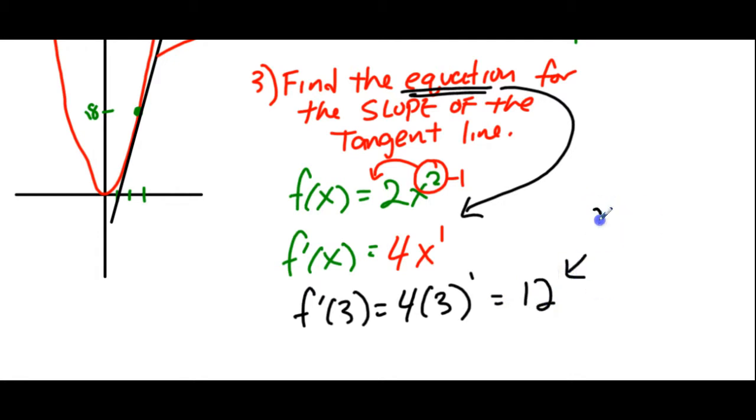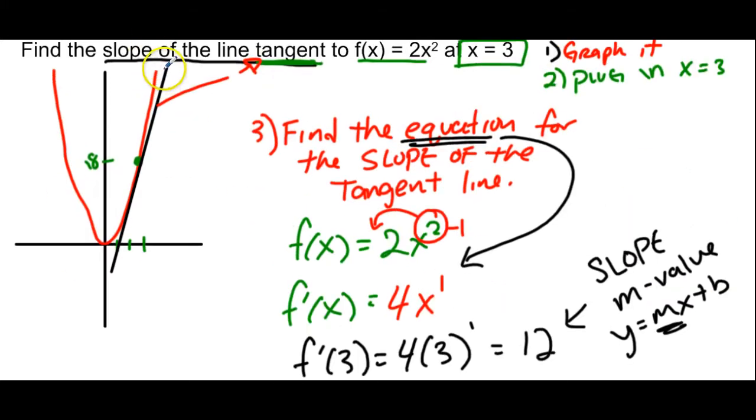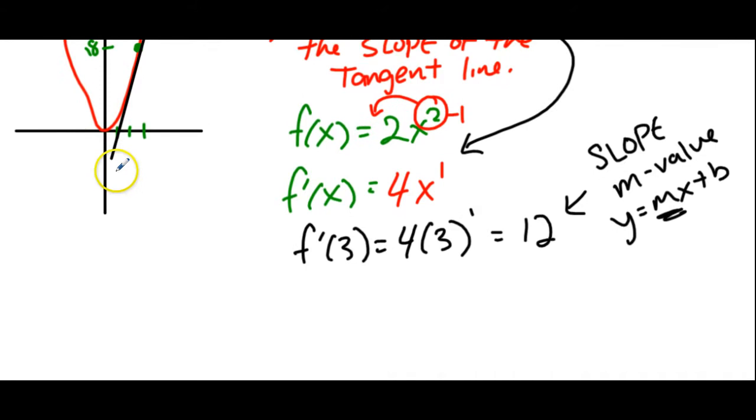This right here is the slope. This is like your m value. In y equals mx plus b, that's the m. So in this case, this black line right here has a slope of 12. So it's going up 12 over 1. The last thing you need to know is how to find the equation of this line. So here we're trying to find the equation of the tangent line.